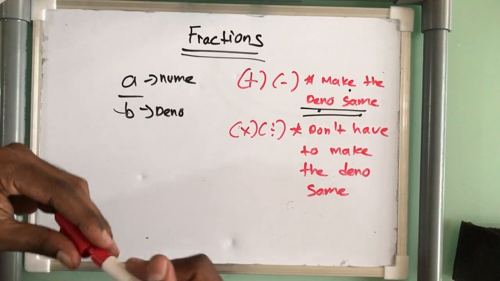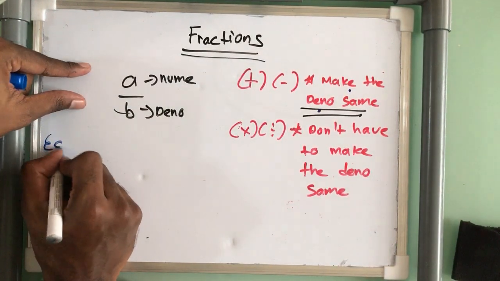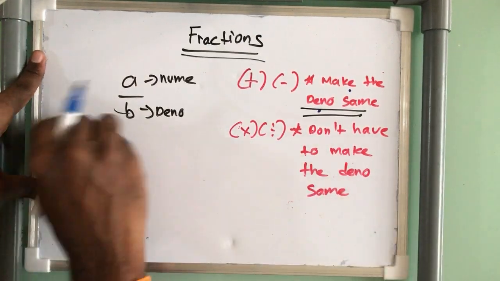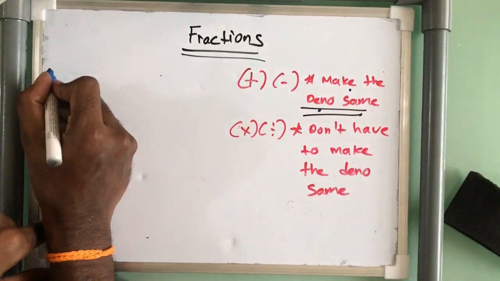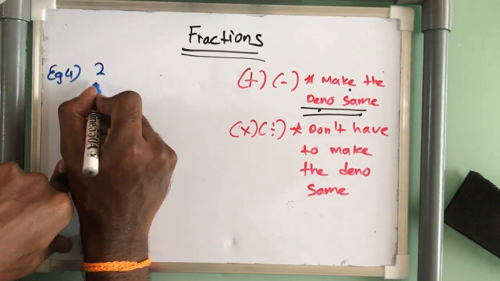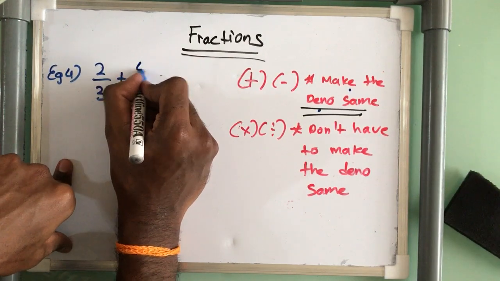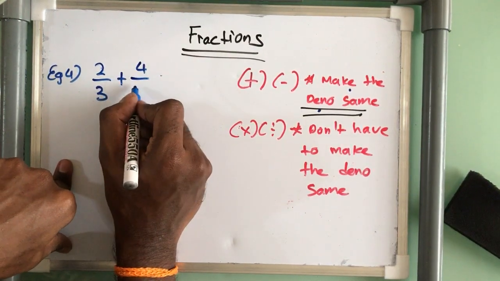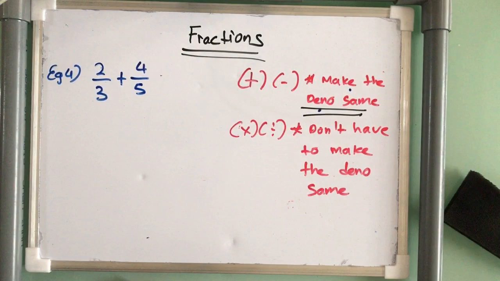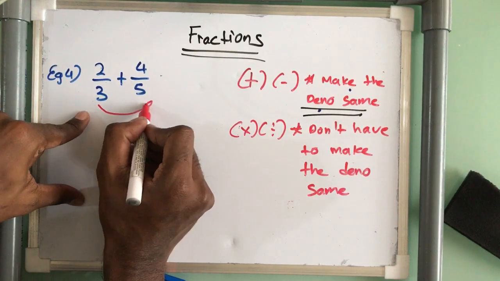Now we will go to an example where the denominator is not the same. In example 4, I need a little bit of space here. Let's say we cover example 4. In example 4, I have 2 over 3 plus, for example, we start with a small number, 4 over 5. Now the denominator is not the same. So when the denominator is not the same, what we do is cross multiply.